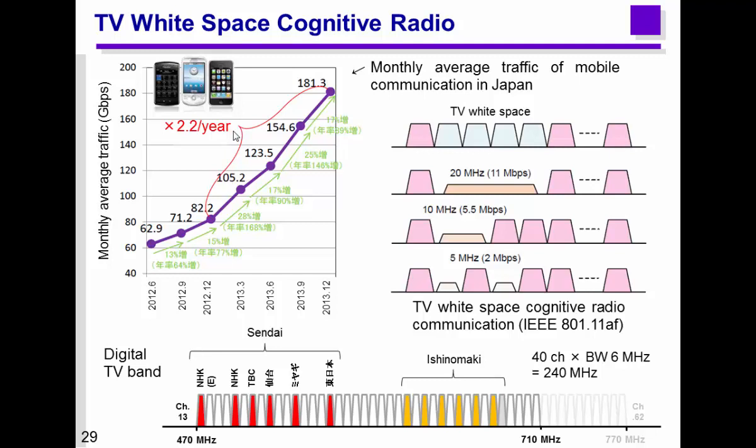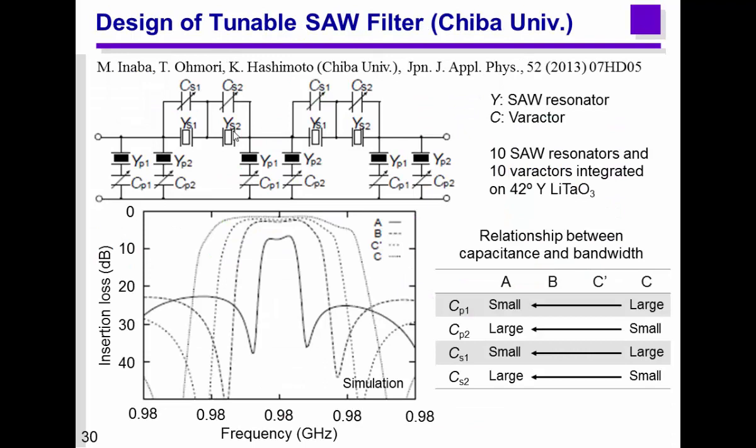But this is not easy from the filter point of view. We need to select different channels depending on the cities, and sometimes depending on the place, outside or inside the building. Of course, we can prepare a lot of filters and switches, but it is not good from the cost and size point of view. So what we developed is the tunable filter.